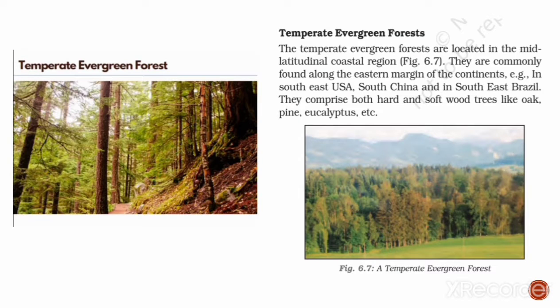Next comes temperate evergreen forest. They lie in the mid-latitudinal coastal region. They are commonly found on the eastern side of continents. For example, they are seen in southeast of North America, South China and southeast of Brazil. These forests comprise both soft and hardwood and some commonly found trees are oak, pine and eucalyptus.